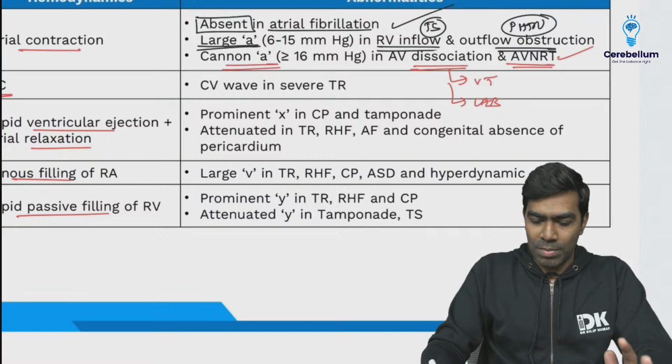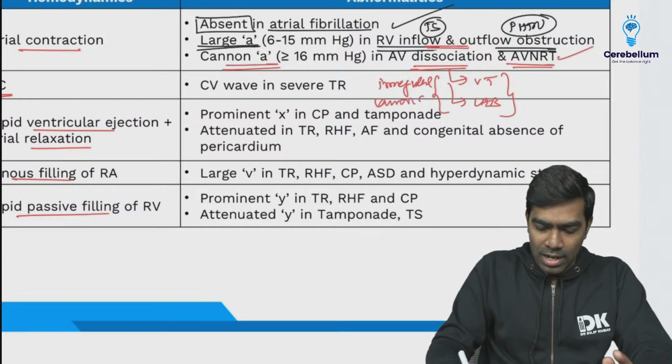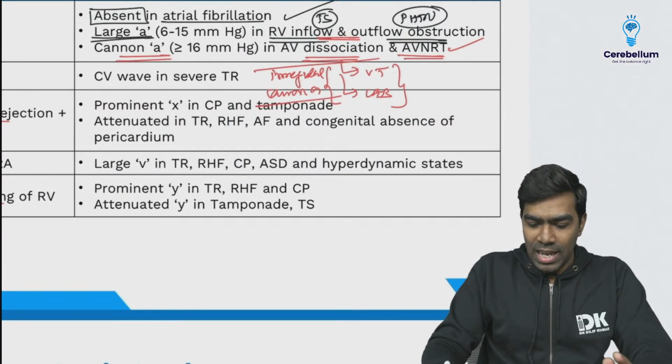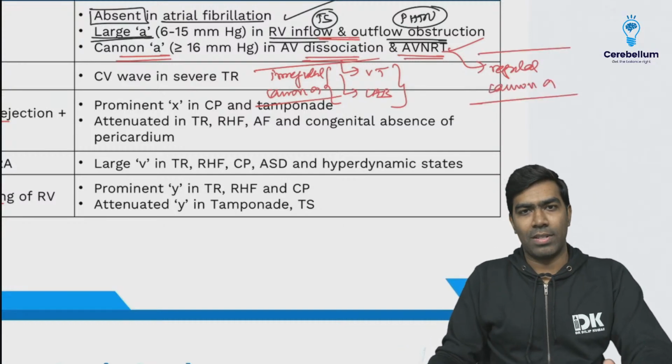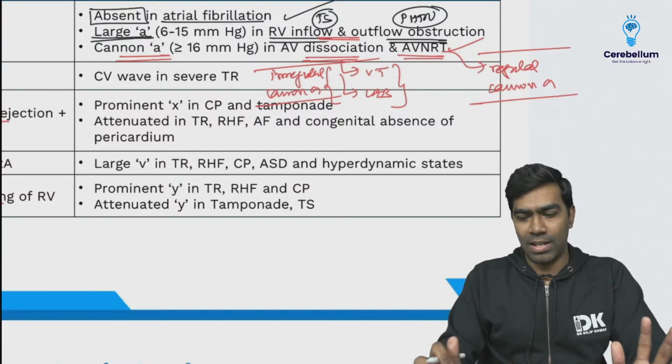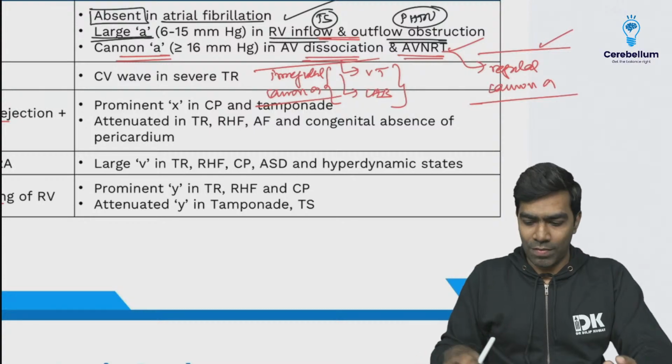Okay, but what will be the type of Cannon A waves? Remember, if it's AV dissociation, this will produce only irregular Cannon waves. If it's AVNRT, it's going to produce regular Cannon waves. AV dissociation, irregular Cannon waves. AVNRT, regular Cannon waves. Okay, very important point.